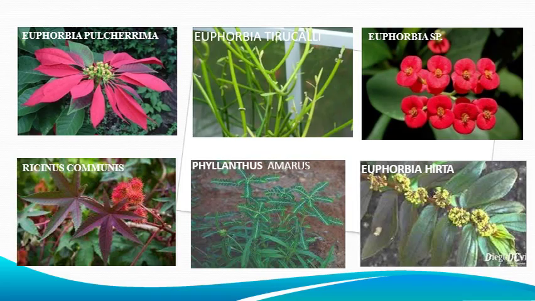So here we have the view of different plants of Euphorbiaceae family. As you see in this slide, here we have Euphorbia pulcherrima, then Euphorbia tirucalli, then we have a Euphorbia species, then we have Ricinus communis, the most important plant. It is also called the castor plant. Then we have Phyllanthus amarus, and in the end we have Euphorbia hirta. So these are the different members of Euphorbiaceae family.